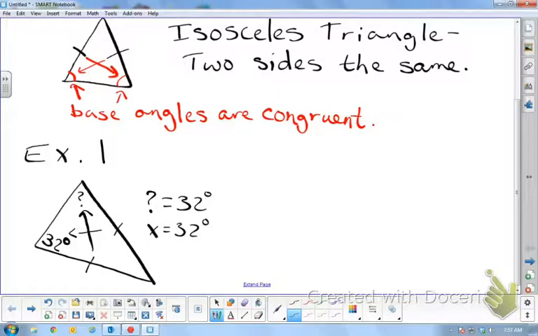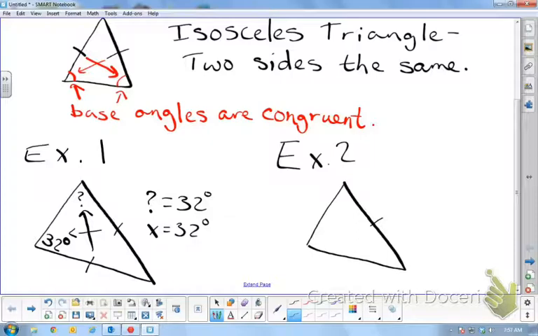We can make it slightly more difficult. Let's take that exact same triangle, but now let's say I want you to find this angle. This time I'm going to label it x instead of question mark. It's the exact same thing. Well, I don't know anything about 32 related to x right now. All I know is that the angles across from the sides that are the same are also the same. So I can label this angle also 32 degrees.